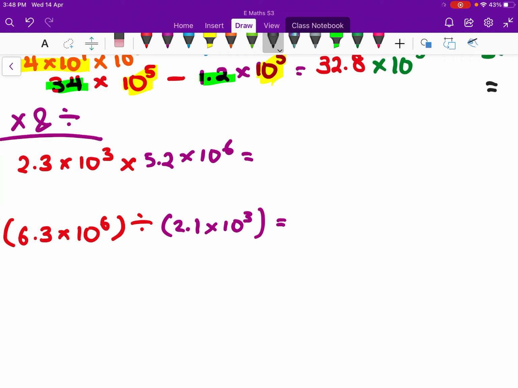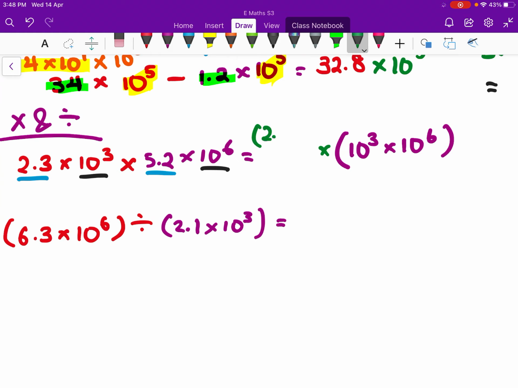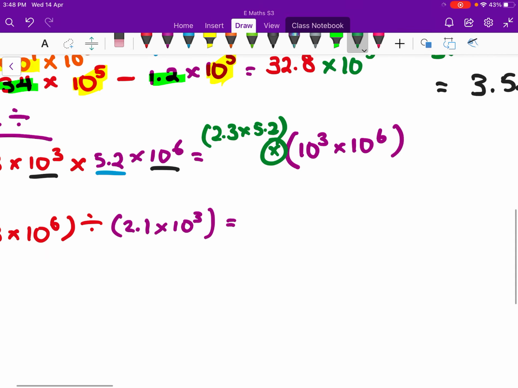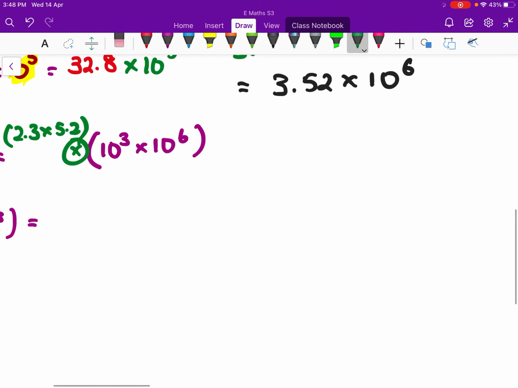So the first example, 2.3 times 10 to the power 3 times 5.2 times 10 to the power 6. You can see there are two standard form and two number. So remember the standard form deal with the standard form. So 10 to the power 3 multiply by 10 to the power 6. This is the standard form. The number deal with the number, so 2.3 multiply by 5.2. Of course put a multiplication sign right in between.